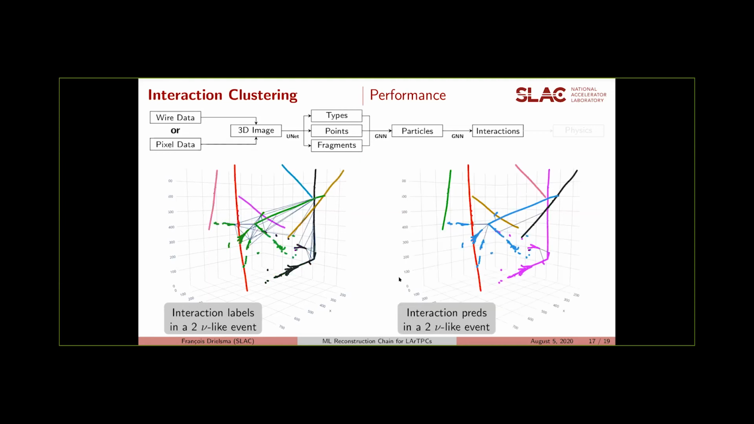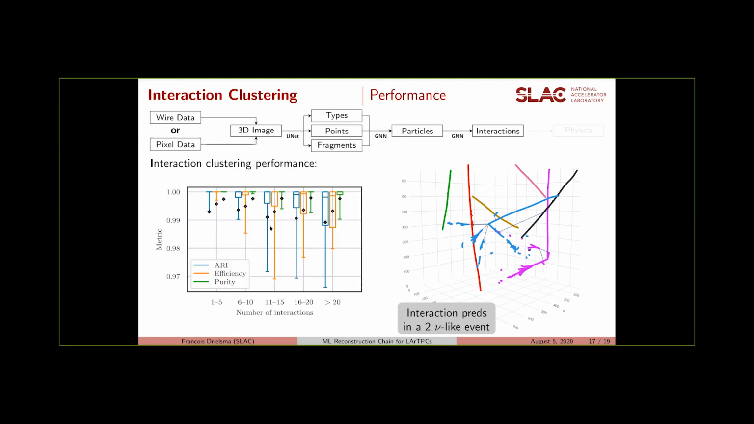On the left-hand image here in this example, you can see what we're trying to predict. We want the network to put these different objects together into one interaction and these two into another interaction, and also to be able to distinguish these cosmic rays as not belonging to either of those. And on the right-hand side, you can see the prediction that the network has made, and you can see that it's done a good job at clustering the different particles correctly.